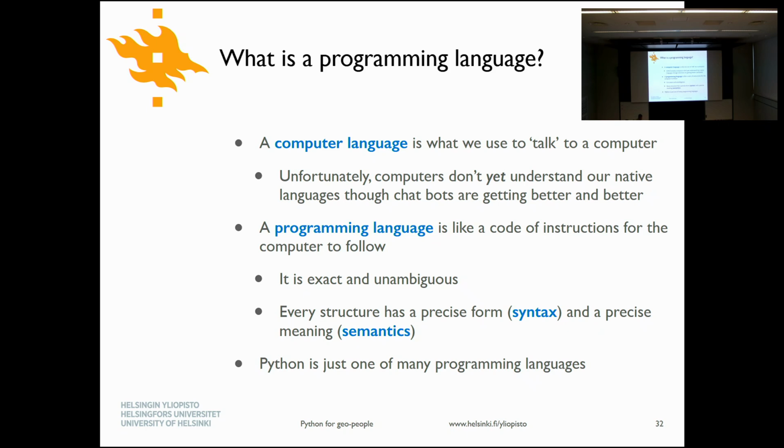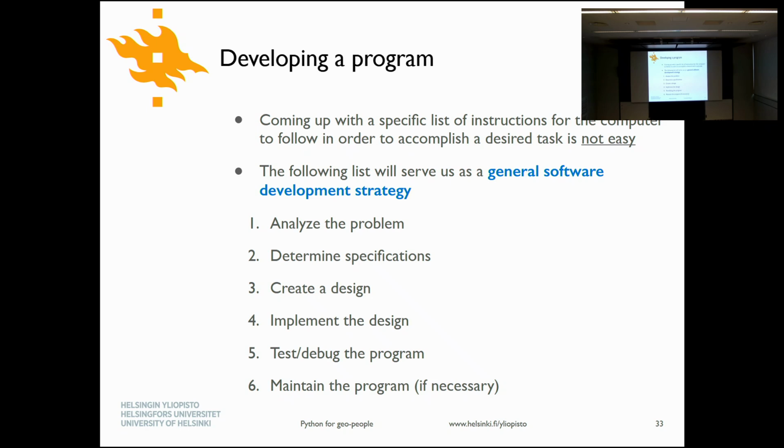And as I said, Python is just one of the many programming languages that exist nowadays. And it's quite popular for data scientists. So these are the steps. Broadly speaking, these are the steps you normally take to develop a program. You come up with a list of instructions that you want for the computer. As I said, you break it down into steps and you translate them into instructions for your computer. So the following list will serve as a general software development strategy.